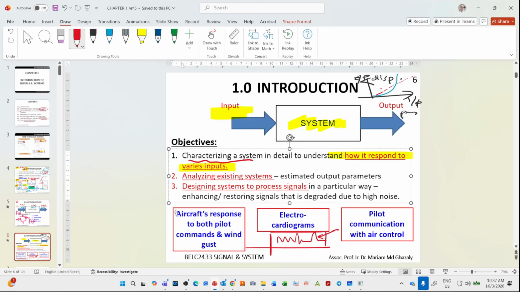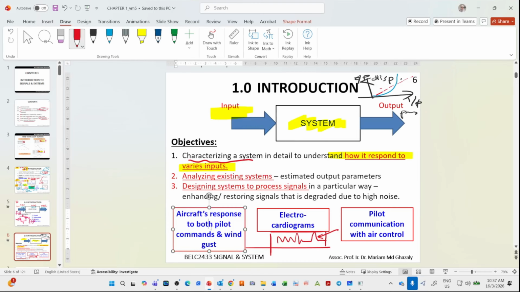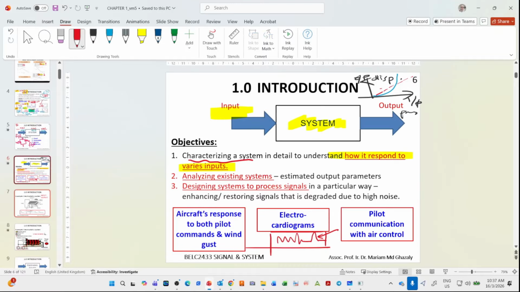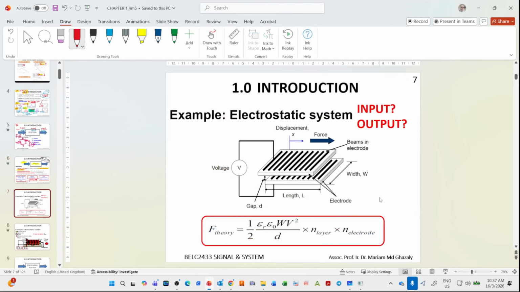Examples of such systems are an aircraft responding to both wind and command, and the electrocardiogram, the reading that you have from your heart, which may have many noises, so doctors need to know how to filter it, but they are not doing it; that is under bioengineering. Then there is pilot communication with air control. For example, how do you communicate? What frequency do you use? A fixed frequency, so that they can keep in contact.